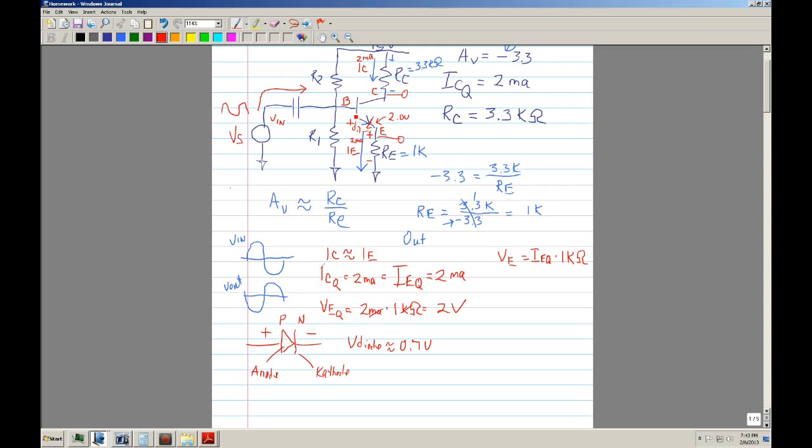The base. The base has to be what voltage? You've got to sum up the voltage. VE is 2 volts right here, but then you have a diode drop. In other words, this is what I'm asking.